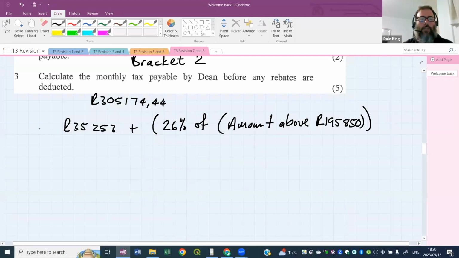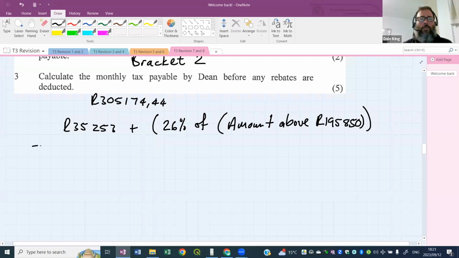So that is bracket number 2 there. And bracket number 2 reads, you're going to have to pay 35,253 Rand plus 26% of the amount that you're above 195,850. So there's a lot to do here. Now, what we do is we're going to work inside the bracket first. There's 2 sets of brackets. We're going to go right into the middle with that part first, and then we'll work from there outwards.